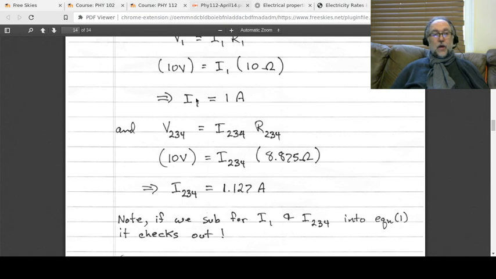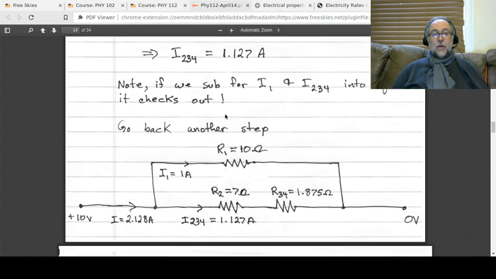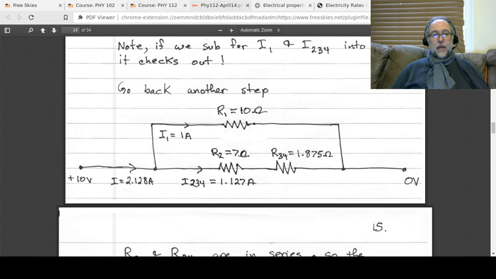Okay, so now what do we know? Well, now we step back, we go back another step, and we make use of what we know there. Going back another step, we had R234, we break that one up. And what does that break up into? That breaks up into R2 and R34. Now let's take a look at the currents. You'll see I have the currents there, and I've written in their values.